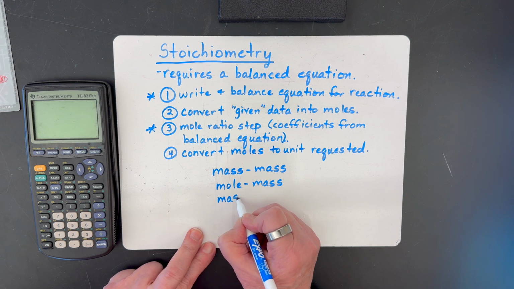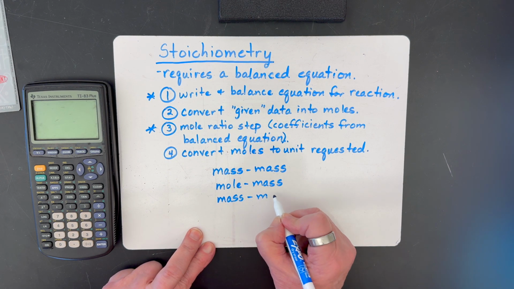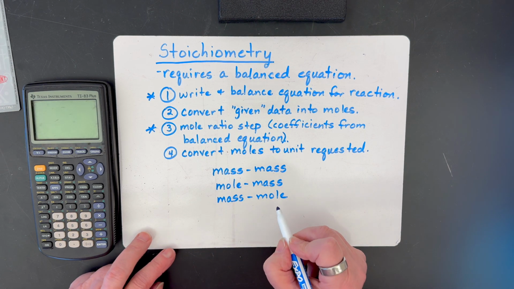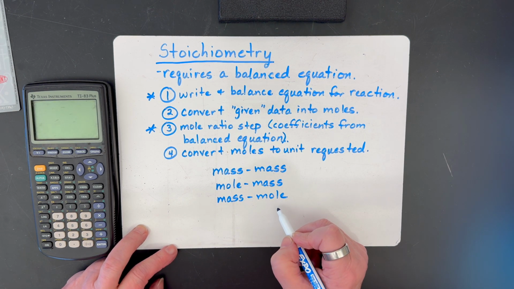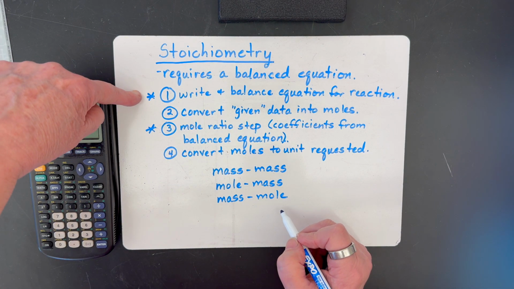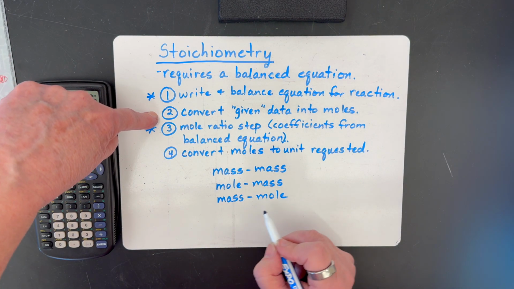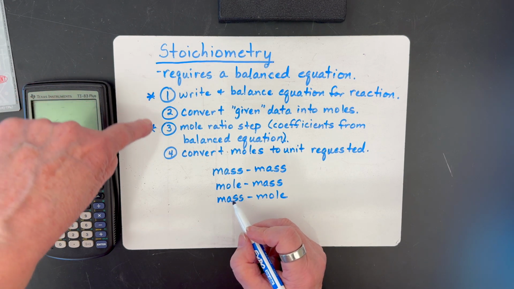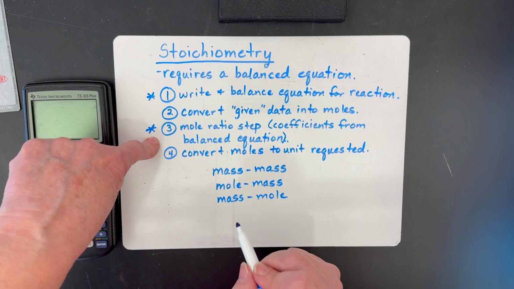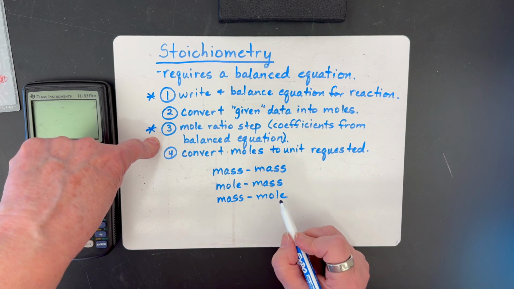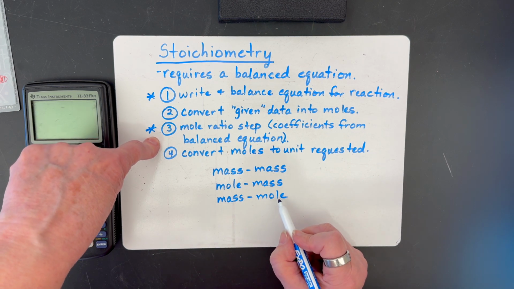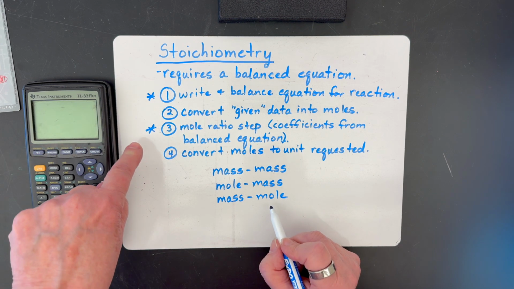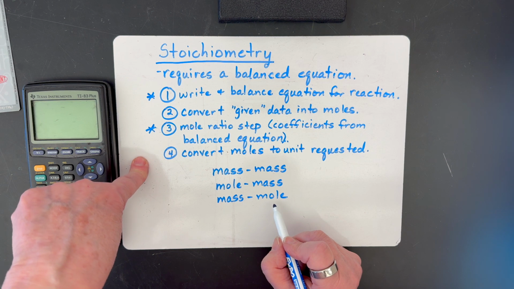A mass mole problem means that you are given mass, grams, and asked for moles at the end. You'd balance your equation. You would convert your given mass, grams, to moles. You would work the mole ratio step to get from moles of the first thing to moles of what you're asked for, and then you're done because it's asking for moles and you get to skip step 4.